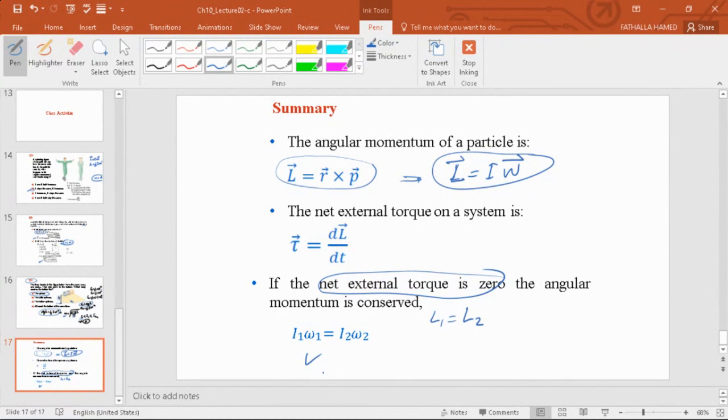And that's the reason why, when you look at ice skaters, they spin faster when they bring their arms in, because they're reducing their moment of inertia. Is this clear? Any questions on these? Any questions? Good.